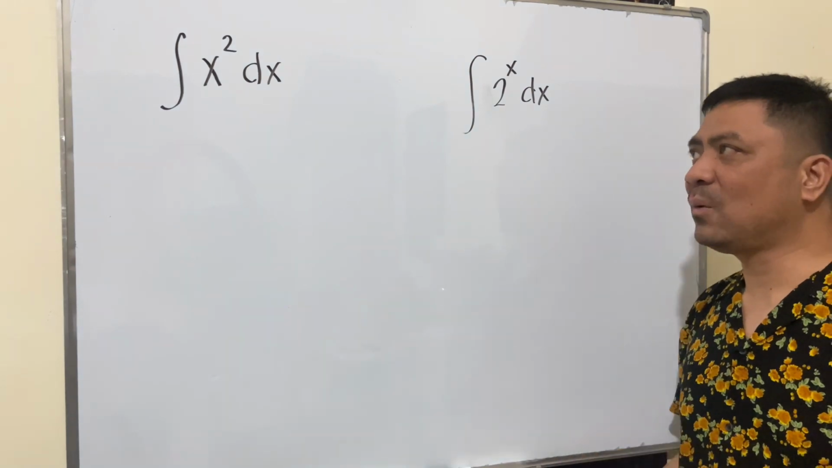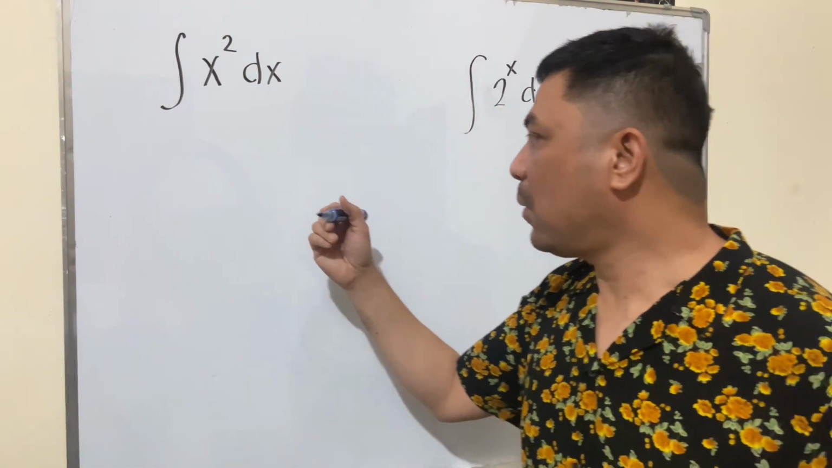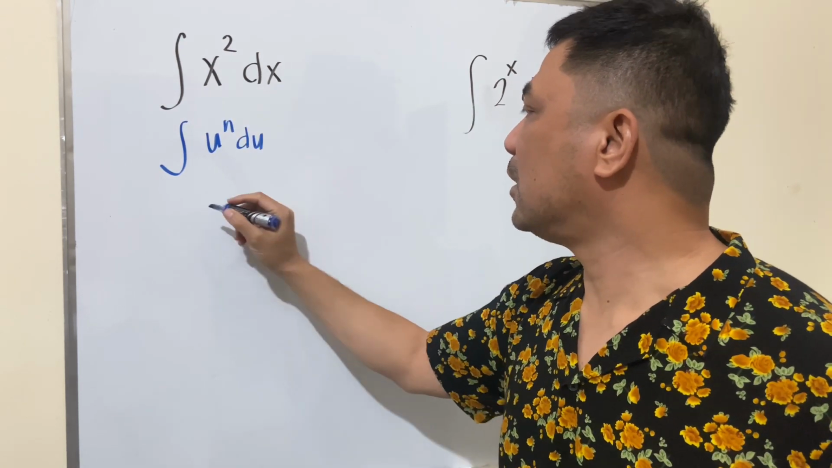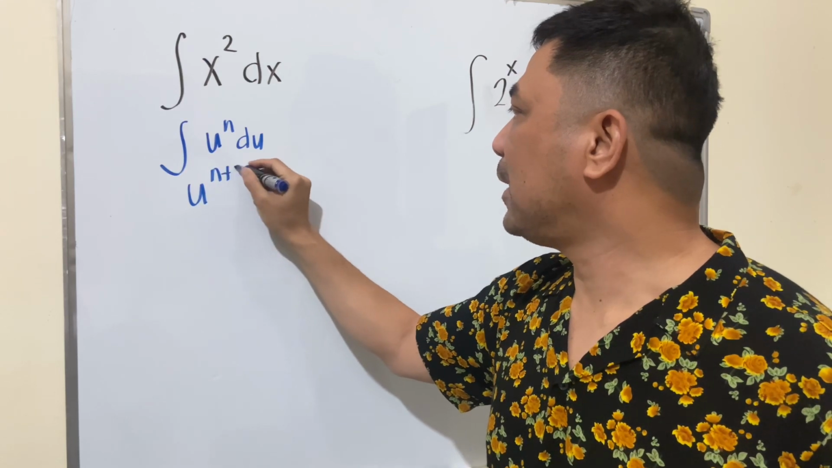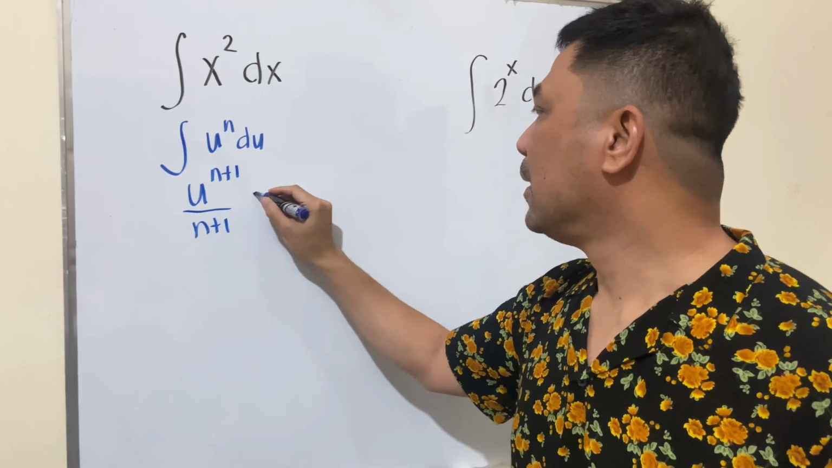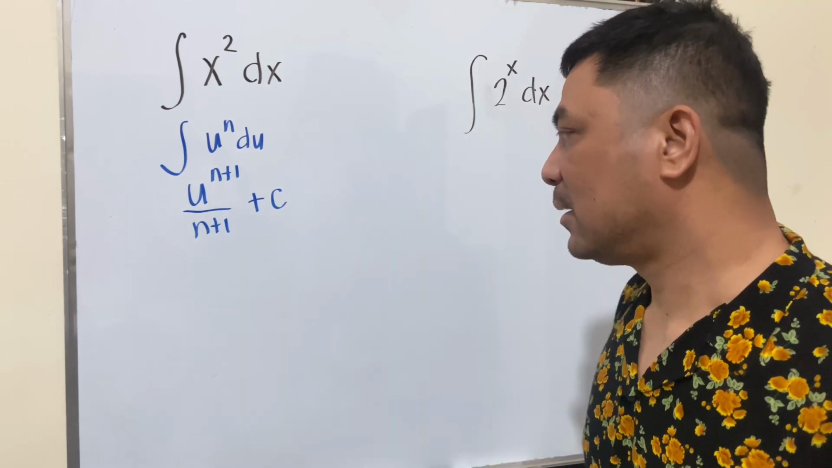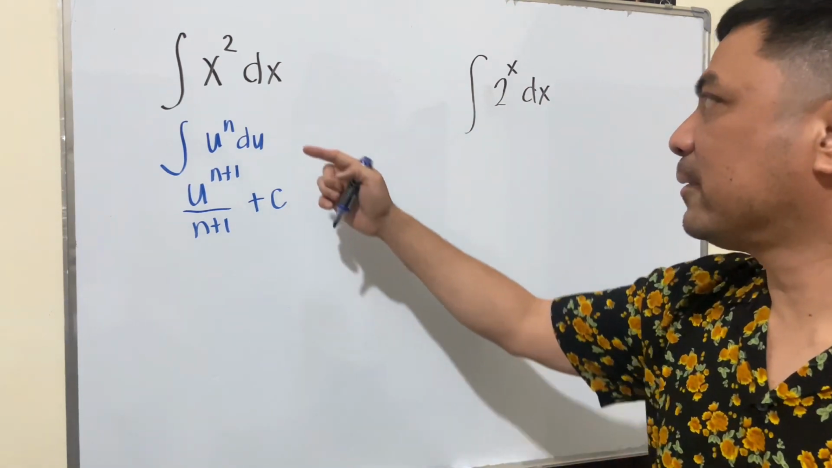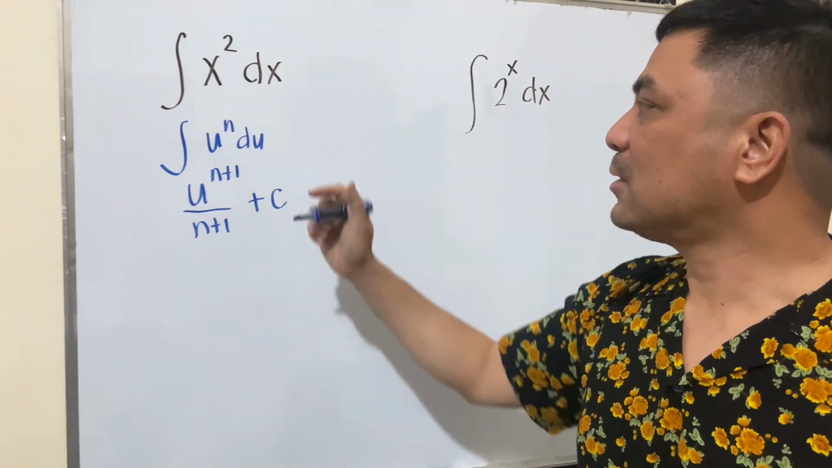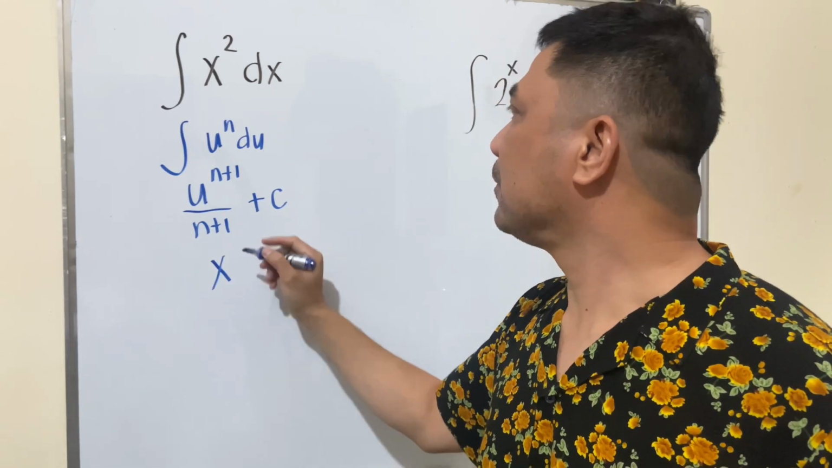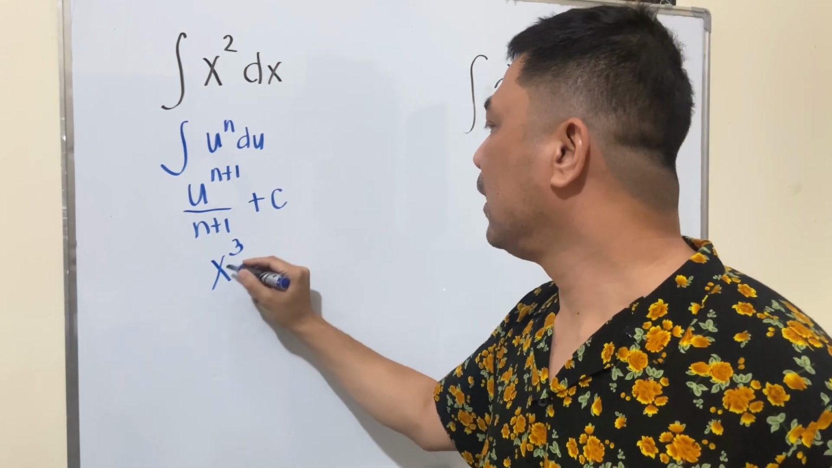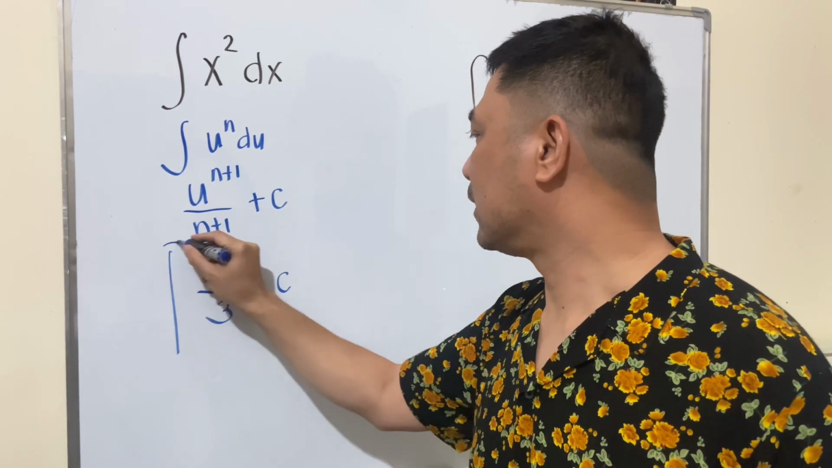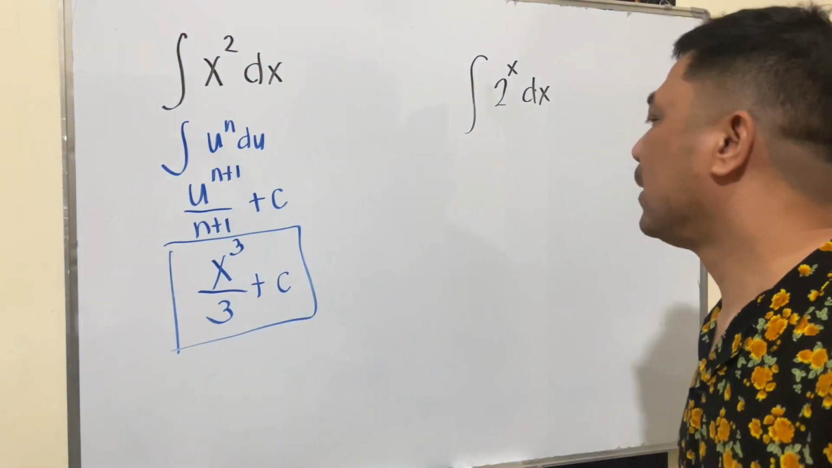Okay, so the first one is quite easy if you are familiar with the power rule. If you have the integral of u raised to n du, this is simply u raised to n plus 1 over n plus 1 plus c. That will be our general formula in the form of the integral of u raised to n du. In this case, you have u, you have your n, so that means x squared, okay, plus 1, so that is 3, and then 2 plus 1 here is 3, plus c. So this is our answer for our first example of integral.